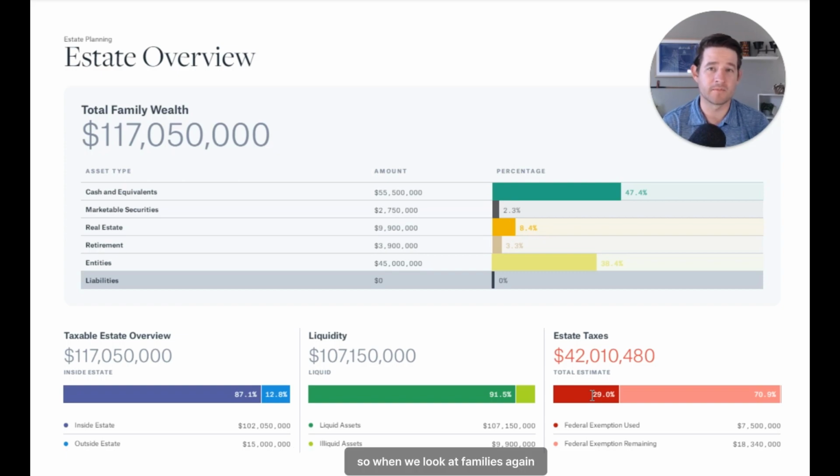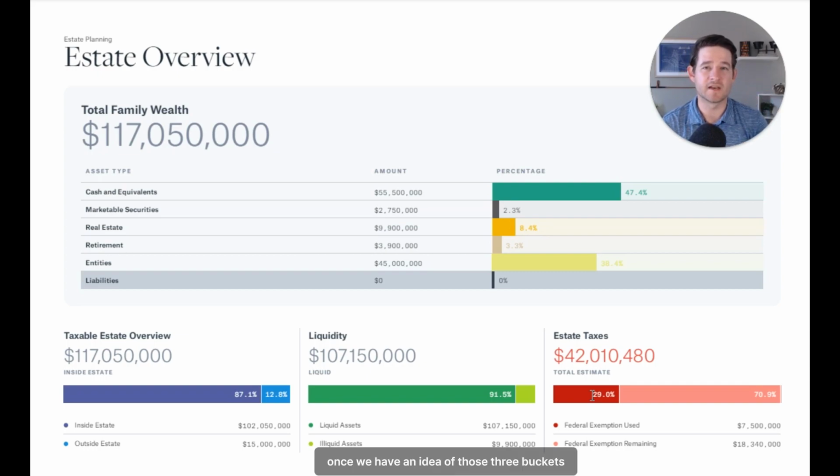So when we look at families, again, we're going to really start by breaking things down into three distinct buckets. One, what is our total net worth and what is inside of our estate versus outside our estate? Second is how much liquidity we have. So when we actually look at that balance sheet, what assets are liquid assets, what assets are illiquid assets. And then third, we are going to do an analysis to say, okay, based on where you're at today, how much do we anticipate we would owe in estate taxes, both at the federal level and at the state level?